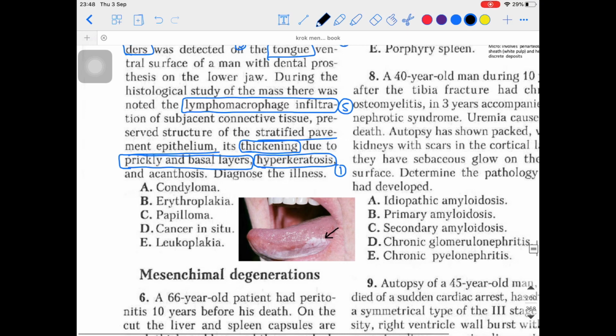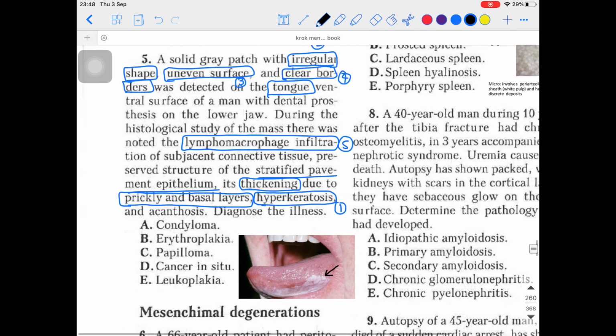What is erythroplakia? Erythroplakia means red plaque, but over here they are the white color of plaque. One more thing, lymphomacrophage infiltration means they are going to impart which color? White color, definitely. So this is leukoplakia. The answer is leukoplakia. I hope this is very clear.